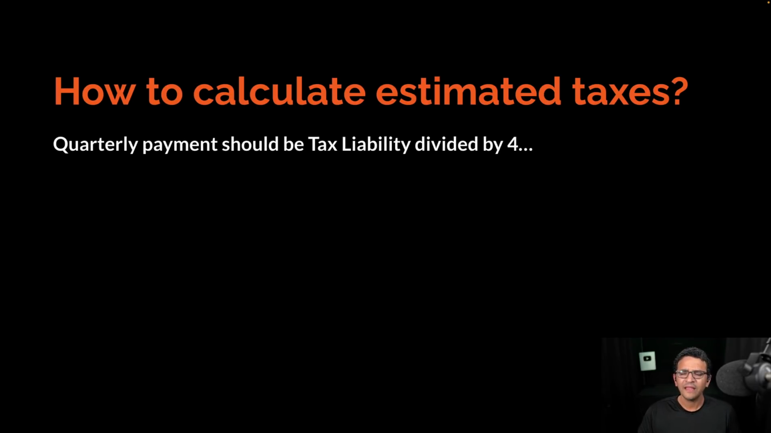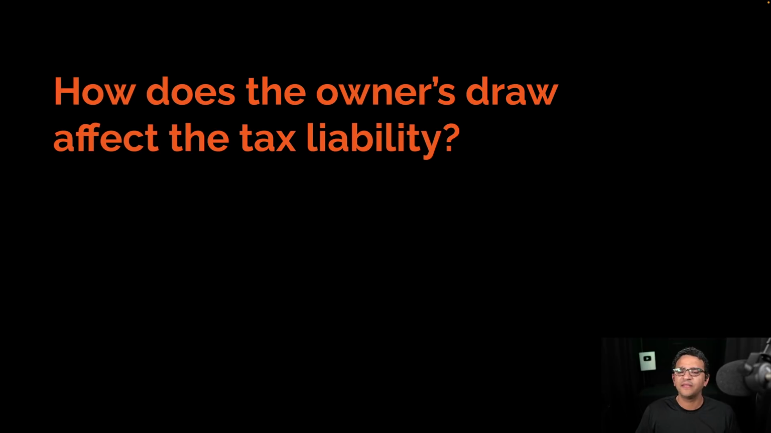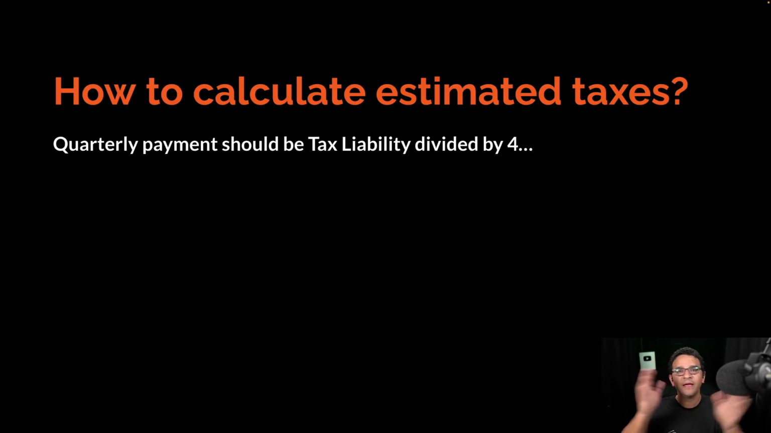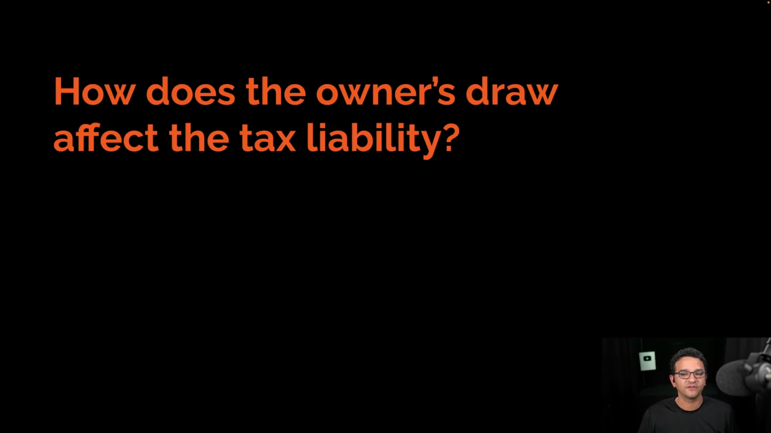Now, the mechanics of this is you come up with that number, the entire liability for the year, and you simply divide it by 4. That's it. Divide it by 4 and pay it on the dates that we discussed earlier.